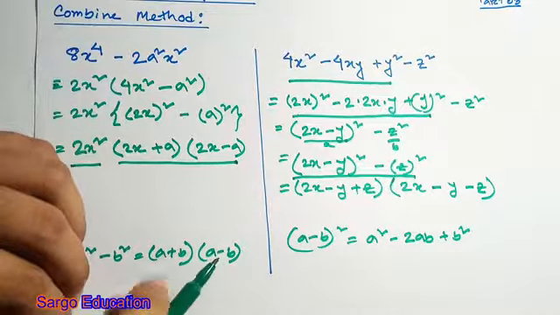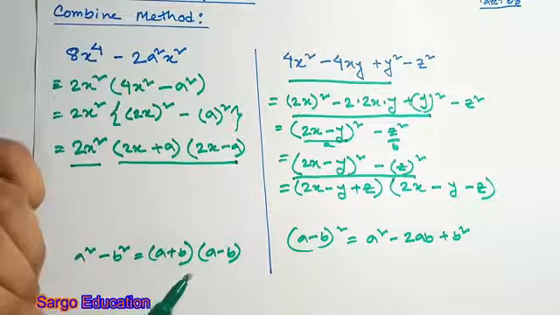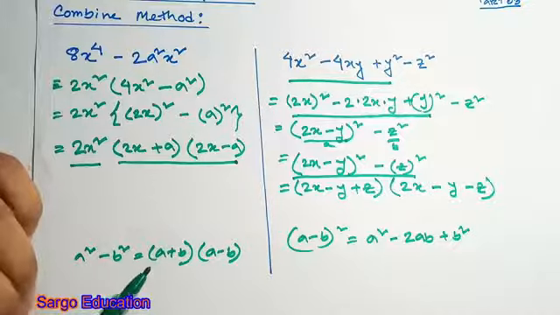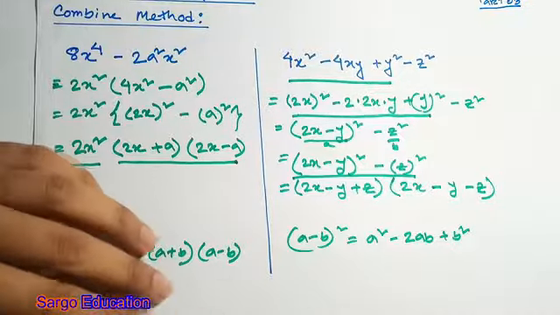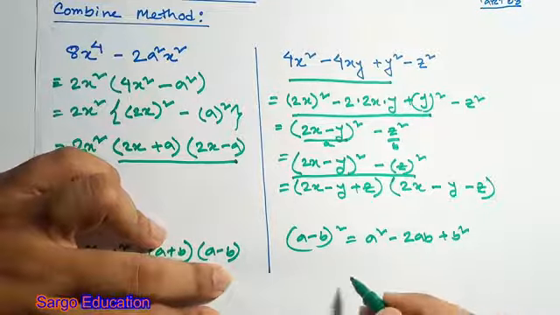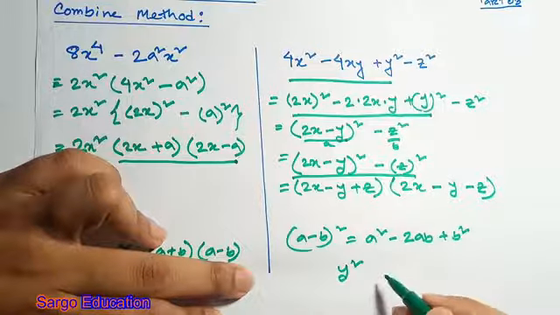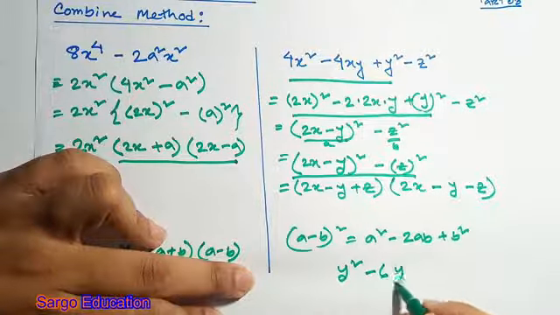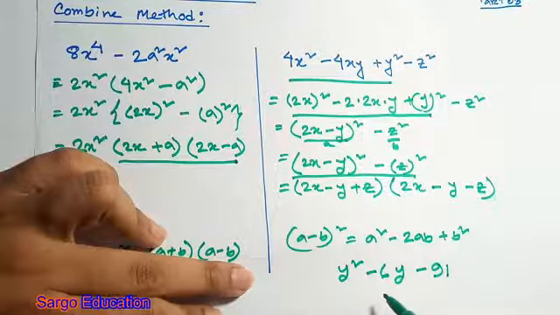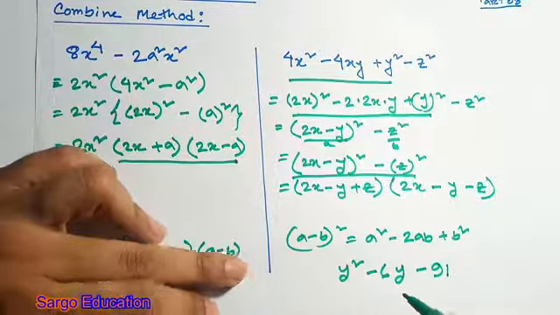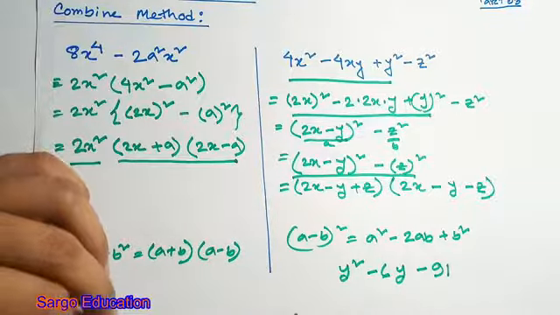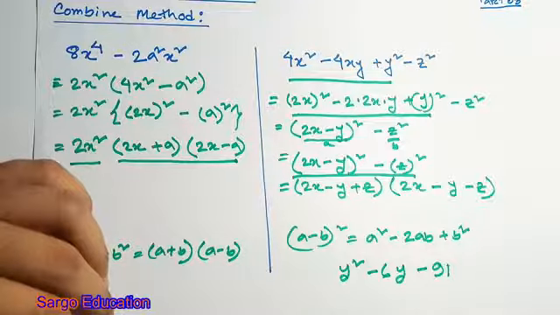But in some cases you cannot apply the combined method directly. Do you know which type of polynomial that is? Okay, now I am writing a polynomial here, that is y square minus 6y minus 91. Try to solve this math. But if you don't know how to solve this math, please see our another video.